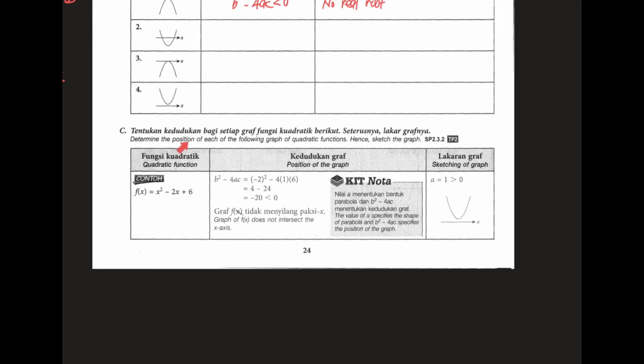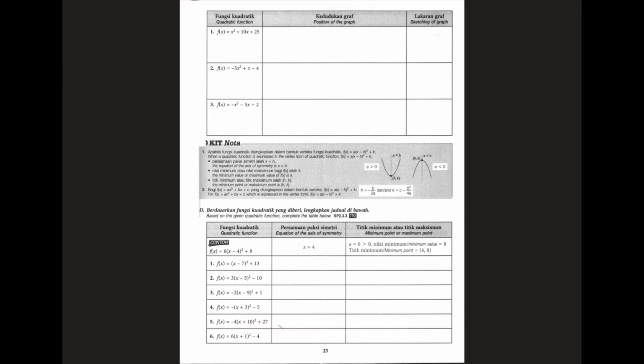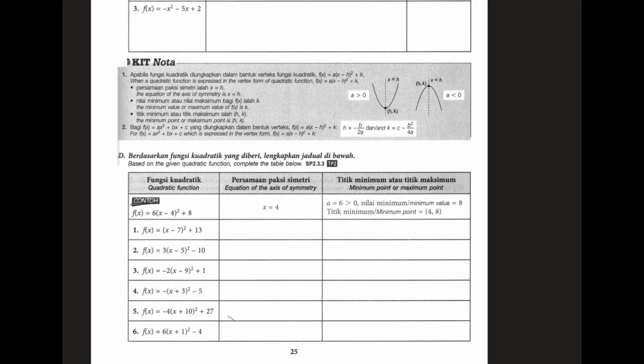They ask you to determine the position, so you just say: the graph of f(x) does not intersect the x-axis. Let's move on. Now over here we have 3 questions. These 3 questions I just leave to you. Let's move on to the notes.